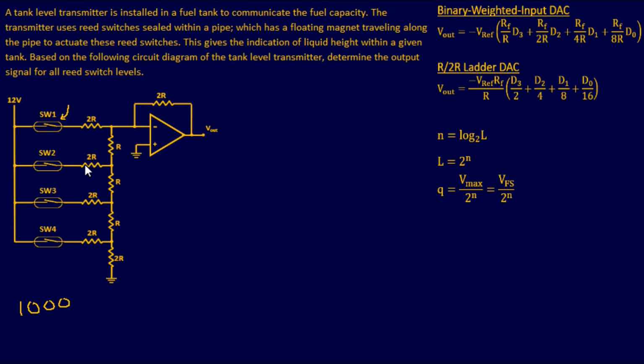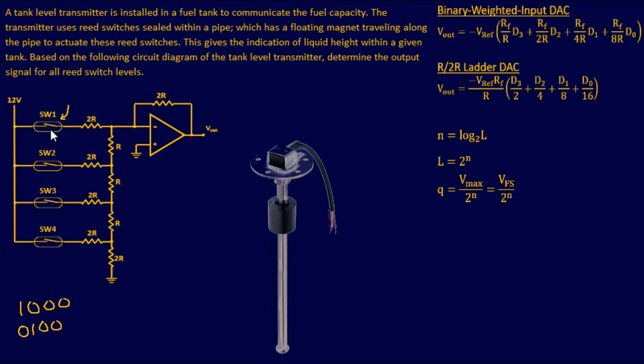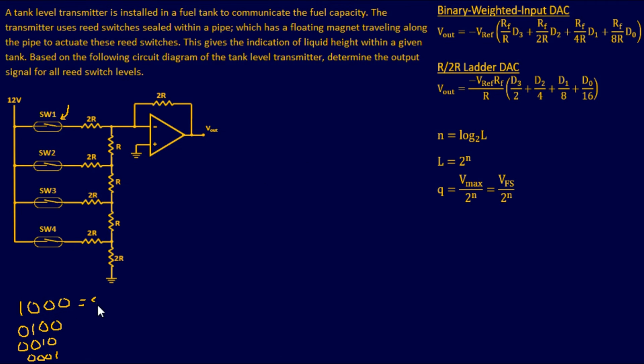When the floater goes down to the next level, it's going to be 0, 1, 0, 0. The float magnet lifted off switch 1, so that opened, and it closed switch 2, and then so on and so on. So it's going to continue on until it has all levels. Let's see if I can make this fit. So just by looking at this in binary form, this is equivalent to a base 10 number of 8, 4, 2, and then 1. So what does this translate to on the output of your op amp here? That's what we want to determine.